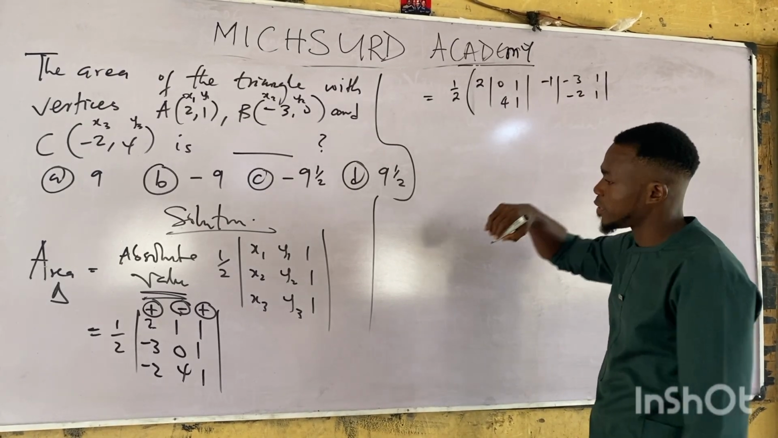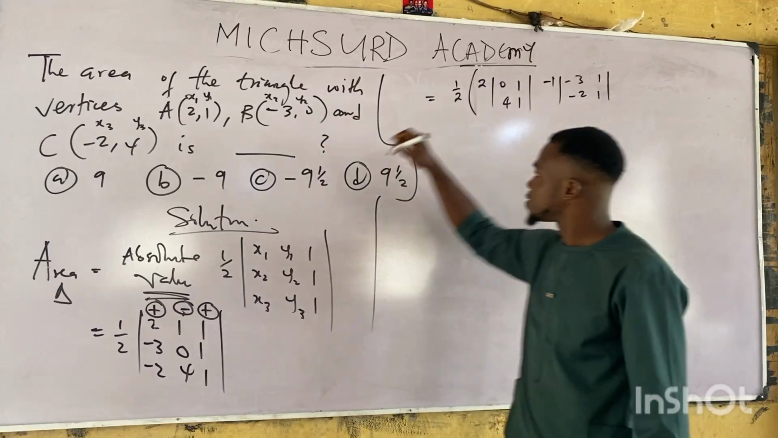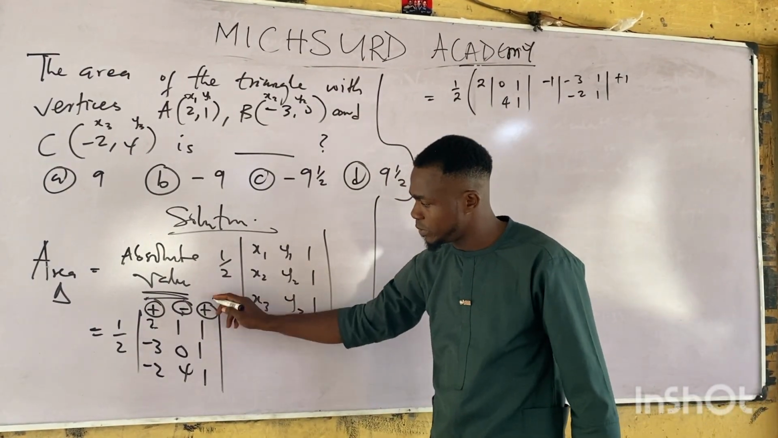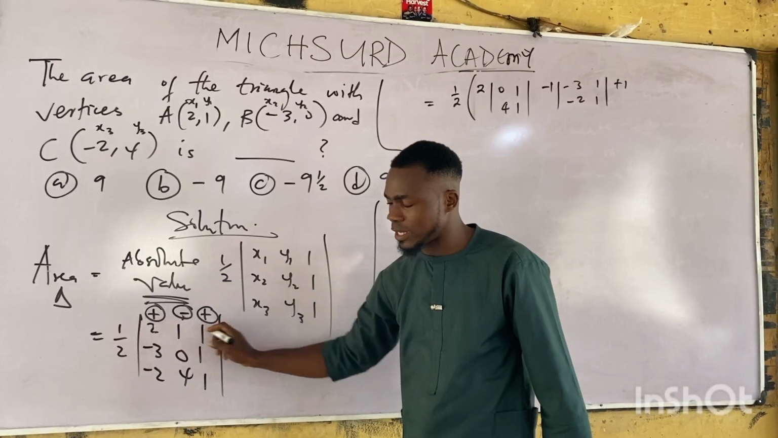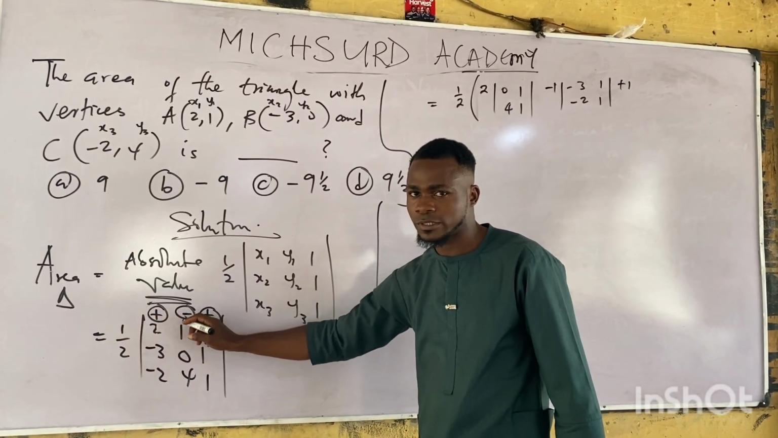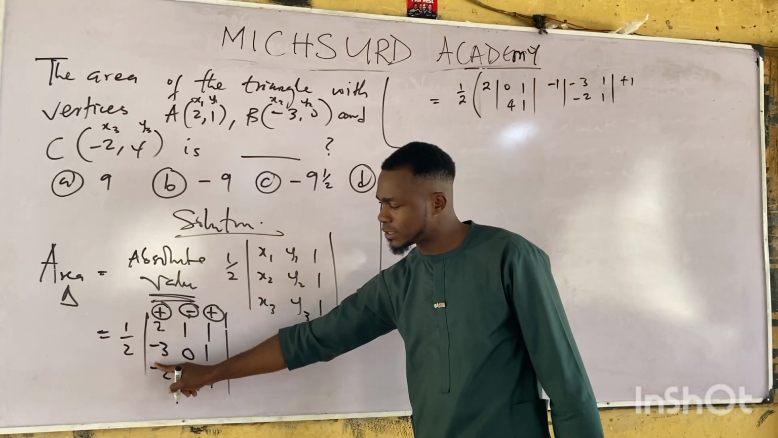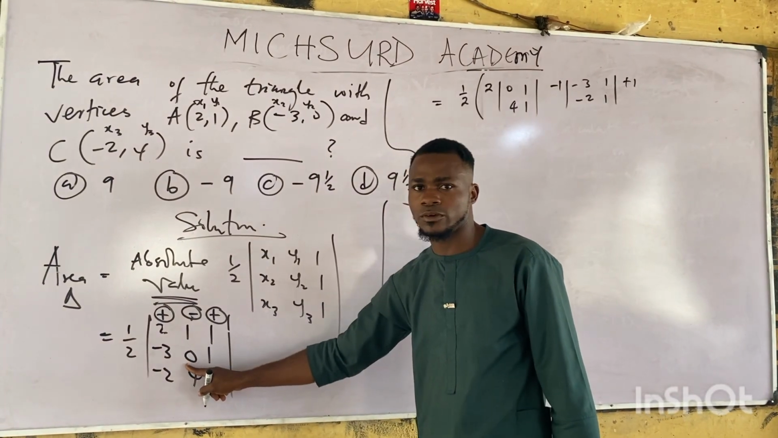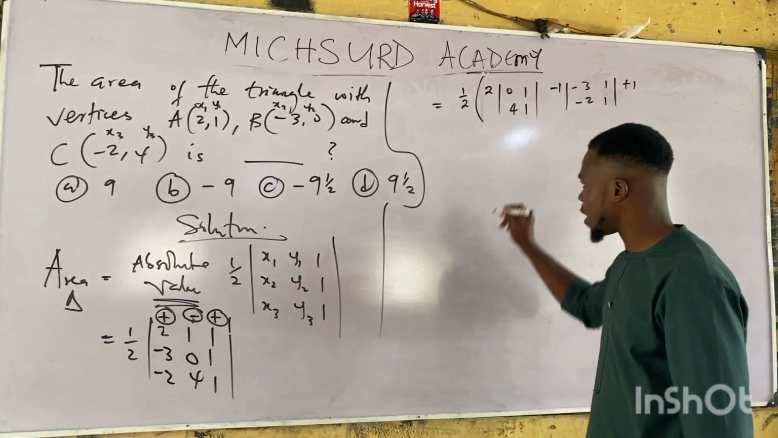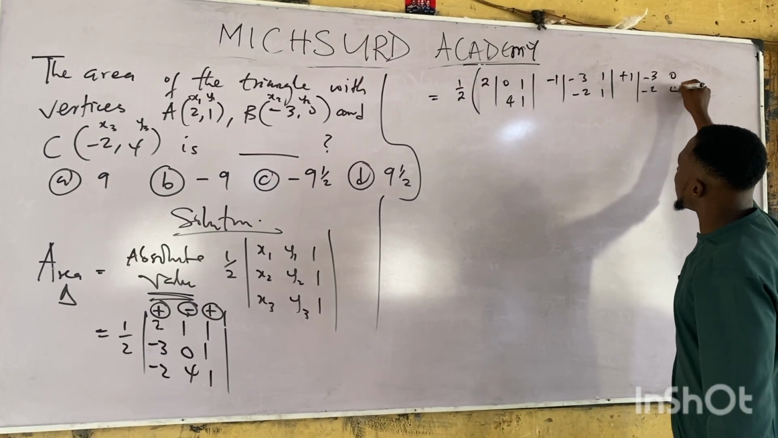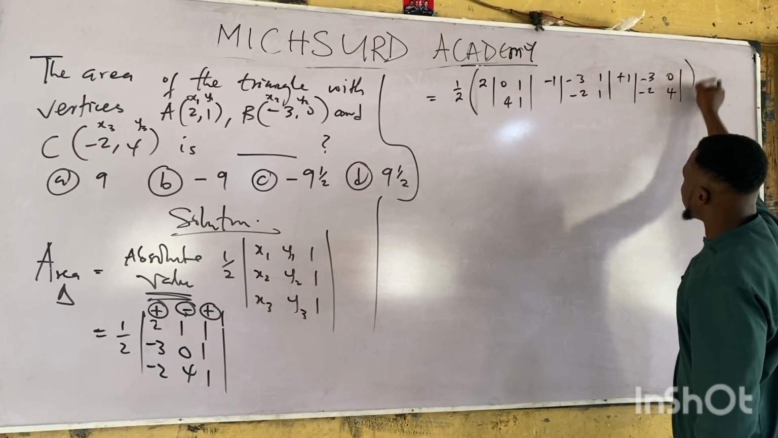Then we go to the next one, which is plus 1. Then everything below we cancel out. Anything by the side we also will cancel out. So if you cancel out this, you'll be having minus 3, minus 2, 0, and 4. Now we have this.